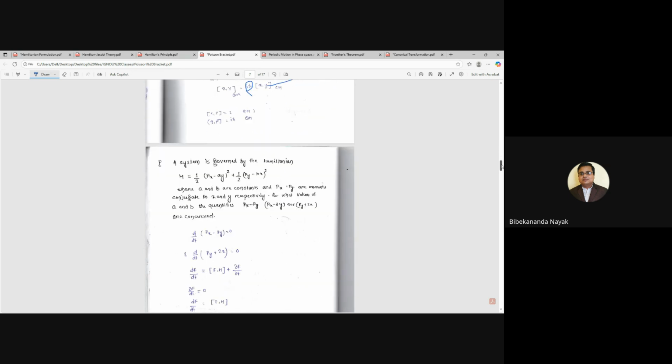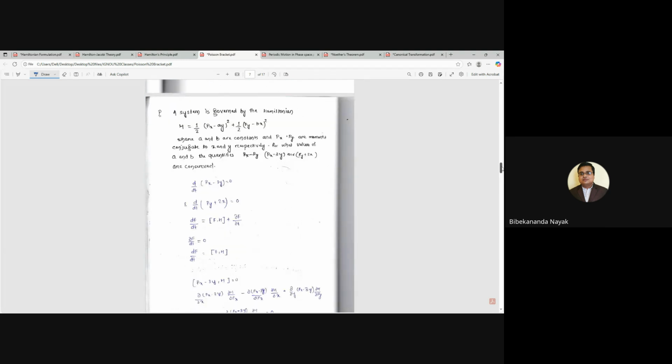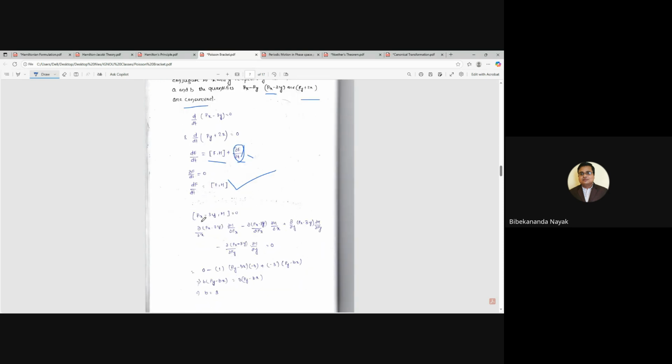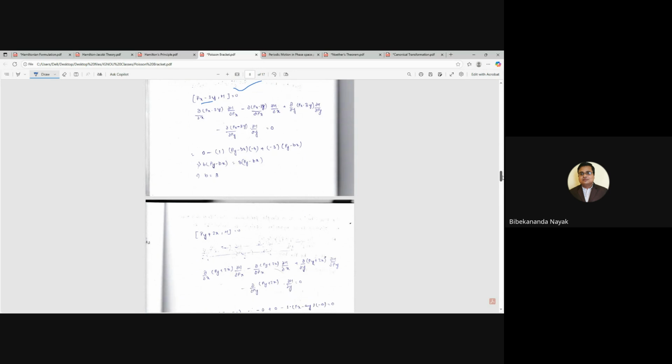There are a few problems. A system is governed by this Hamiltonian. If a and b are constants and px, py are the momenta conjugate to the coordinates, then find the value of ab. If these quantities are conserved, constant means the derivative is 0. We know that du/dt is equal to its Poisson bracket with H plus ∂u/∂t, which is 0 if that quantity does not contain t. Because there is no t here, it means only the Poisson bracket with the Hamiltonian. So constant means the Poisson bracket with the Hamiltonian is 0. Taking the Poisson bracket with the given Hamiltonian, we find the values of a and b.